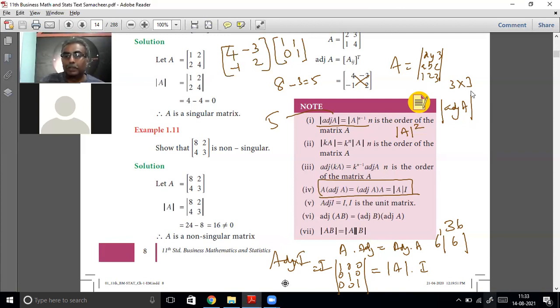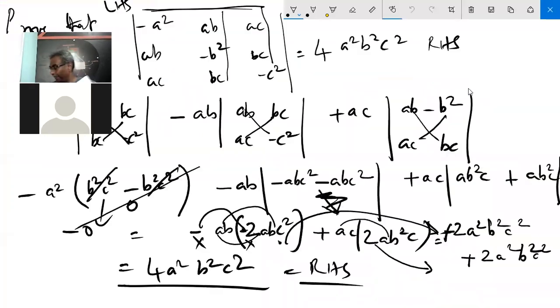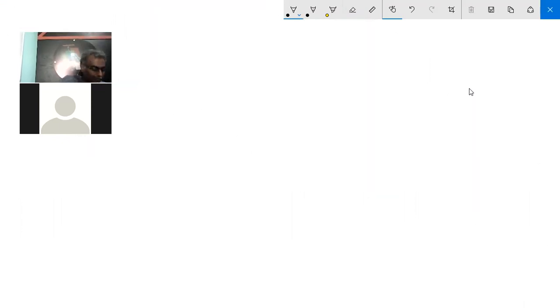Let's do and see. Two, three. Yeah, அது இல்ல, சாரி, அது வந்து A மேட்ரிக்ஸ். நம்ம அட்ஜாயிண்ட் பண்ணணும். அட்ஜாயிண்ட் வந்து 4 minus 3 minus 1 2.